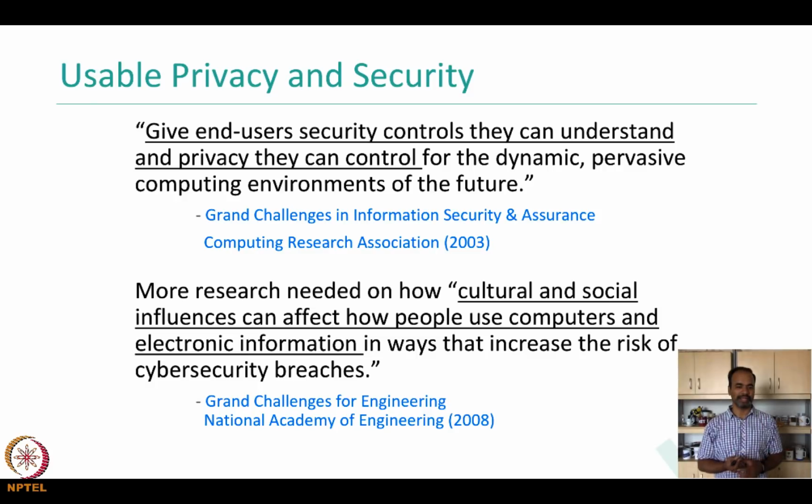The second quote from the National Academy of Engineering is: more research needed on how cultural and social influences can affect how people use computers and electronic information. That's clear, because the way that privacy or security aspects are understood in India versus in the US versus in Europe is very, very different. We are still figuring out how to define privacy and what levels of privacy controls to provide, whereas in the Western world, they already have privacy laws, the Privacy Act, GDPR, all of that is very well established.